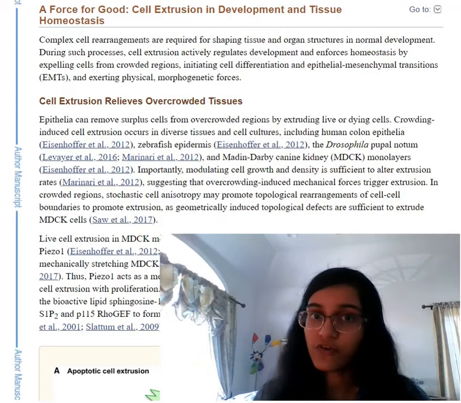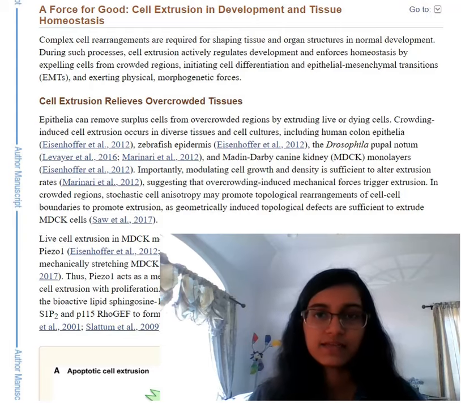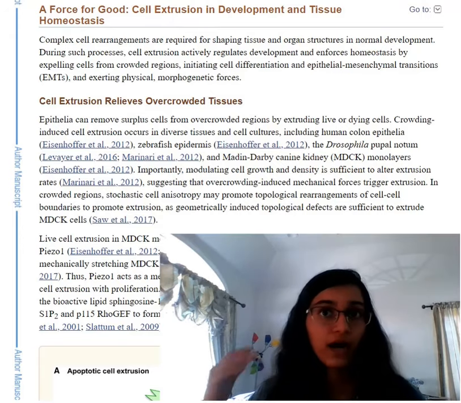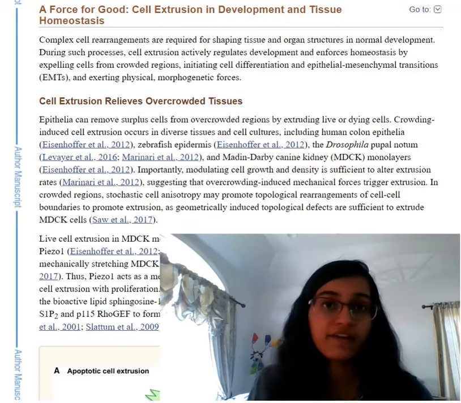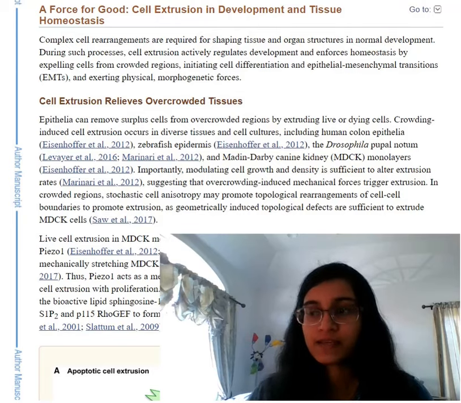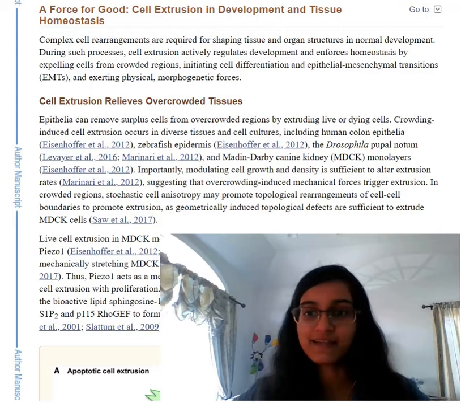And another function is that it initiates epithelial mesenchymal transitions, EMTs. When I picked up this article, I'd never heard this term before, so that's actually one of my favorite parts about reading research papers. You get to hear all these new terms and learn all these new concepts, and it's super exciting.